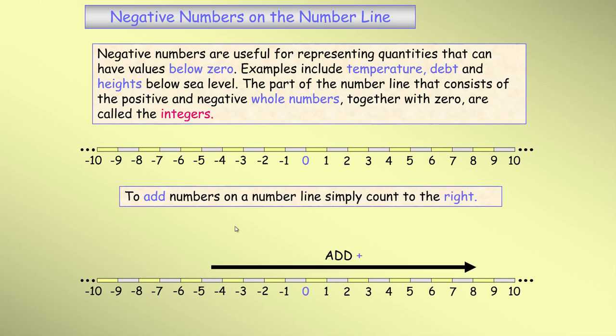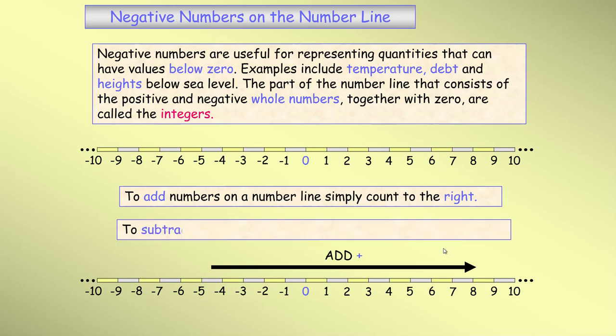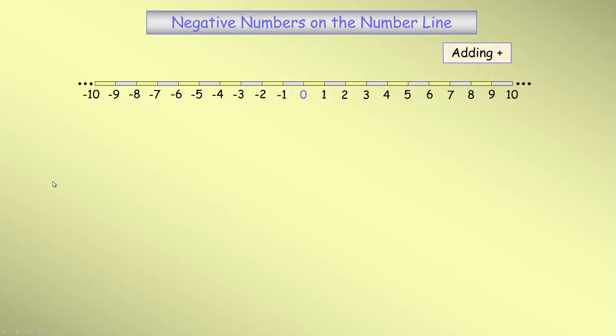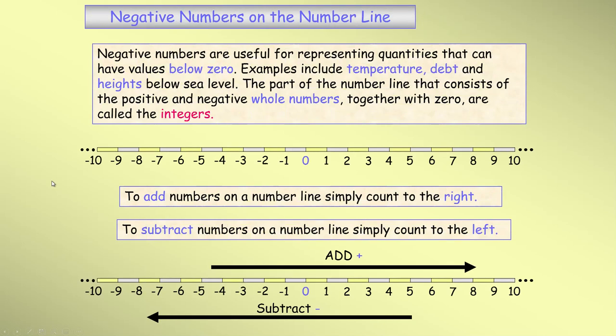To add, you just count to the right, and when you subtract, you just count to the left. Okay. So what I want you to do in your books is to put these notes in from here where it says count. Put a circle around it, and I want those arrows in as well. Okay.